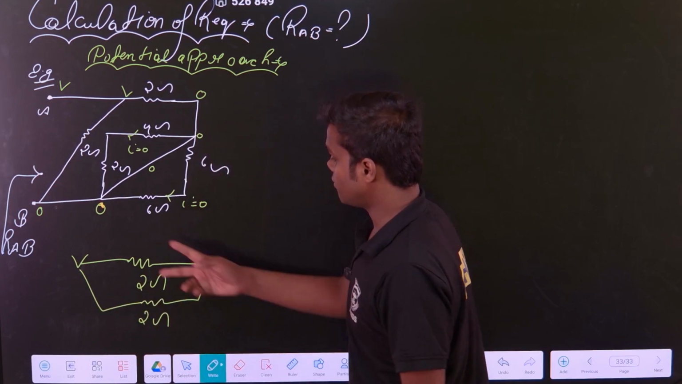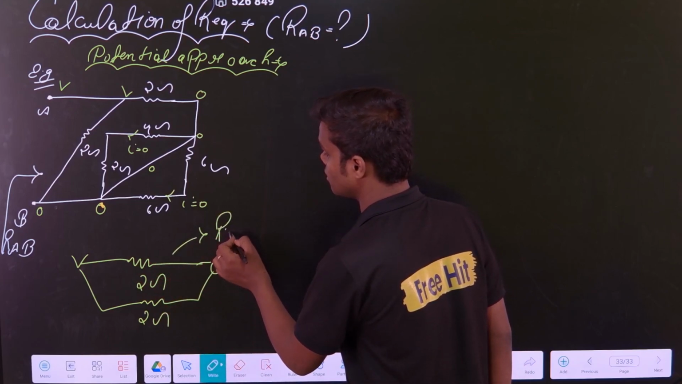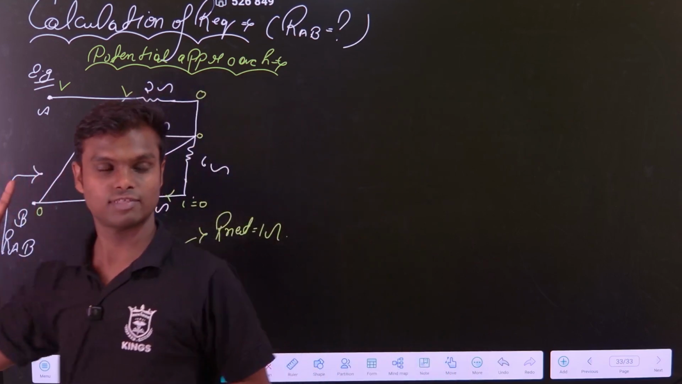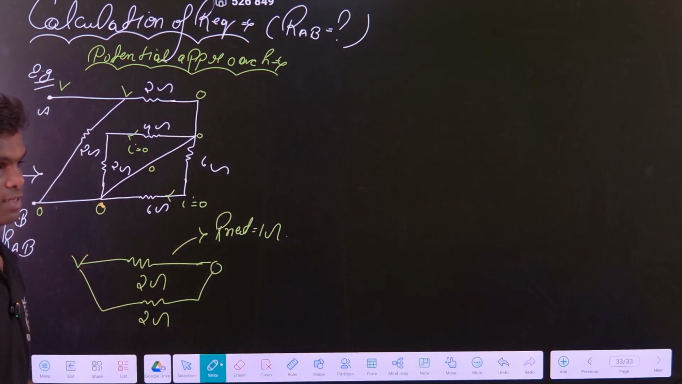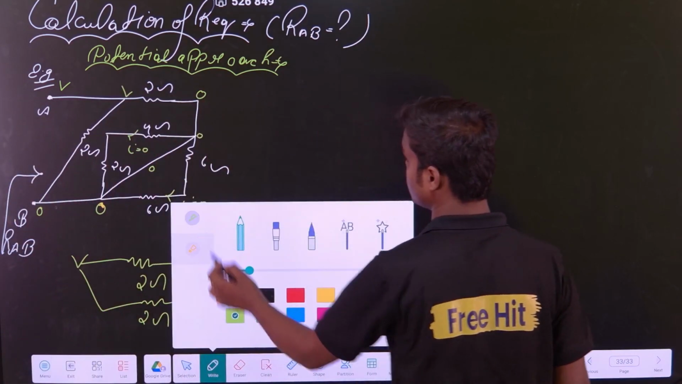And now you can see these two are connected in parallel. So what is R net? Then R net will be 1 ohm directly. So see, this is such a big question, but we have solved it in a single line. I hope it is clear. It is all about how to understand the concept. Okay. So this is called the potential approach.